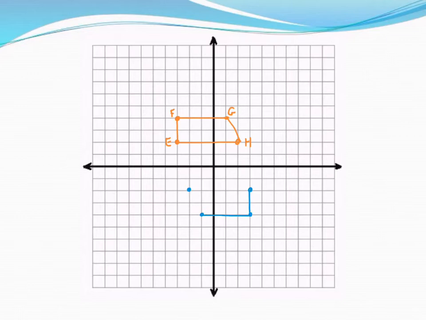There's the original trapezoid, and there are the new coordinates we found. And yep, it certainly looks to me like we took that orange trapezoid and rotated half a turn around to get our 180-degree rotation.